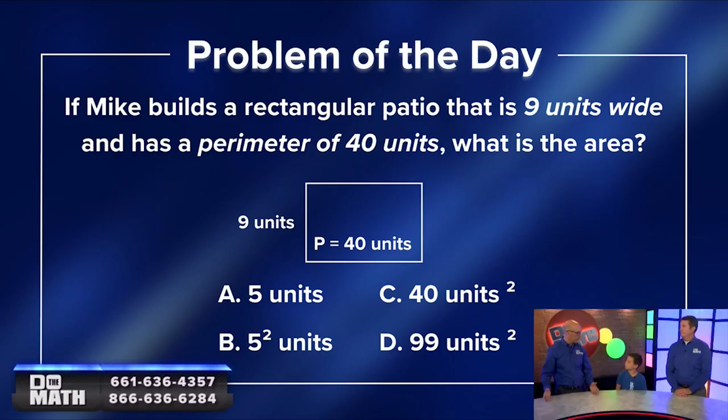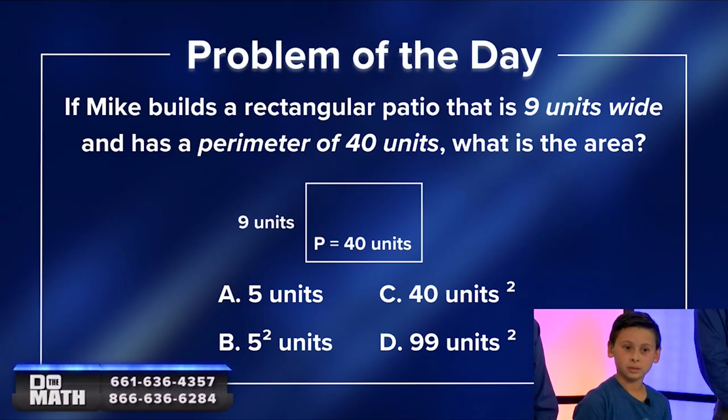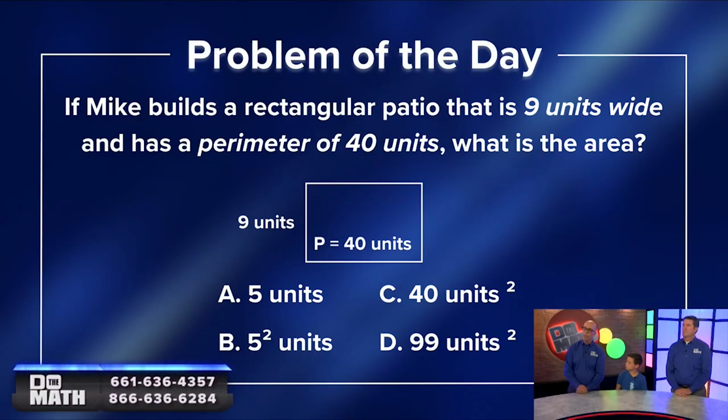It could be anything. So it says the patio is 9 units wide, but the perimeter is 40, and it wants to know the area. So how do you think we're going to figure this out? We could do 9 times 40, I think. You could, right? That would be a pretty big number, 360, right?